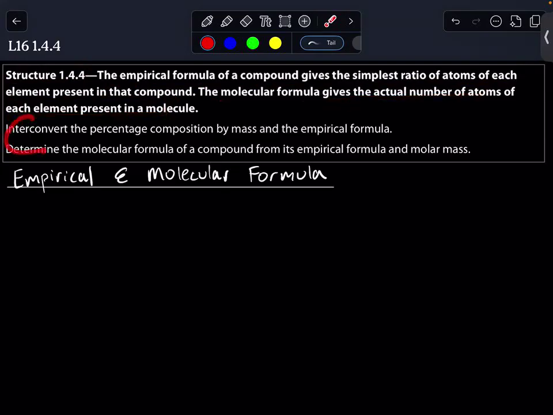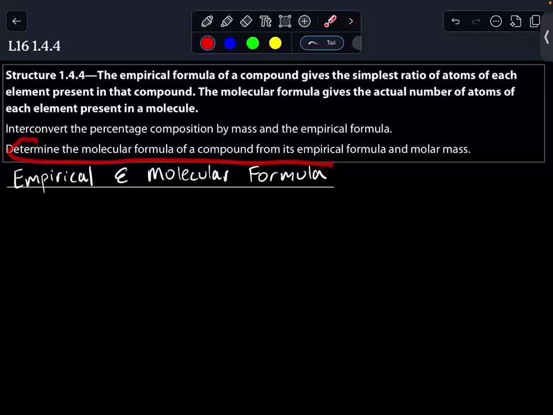Furthermore, we're going to be able to interconvert the percentage composition by mass and the empirical formula. We'll talk about what that means in a moment, as well as be able to determine the molecular formula of a compound given its empirical formula and molar mass. So without further ado, let's begin.